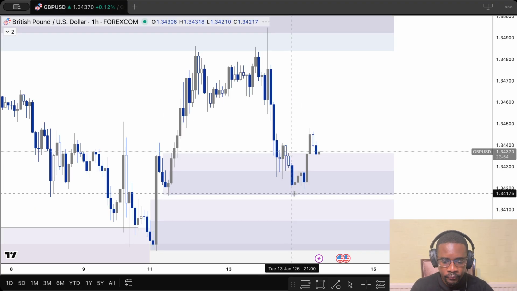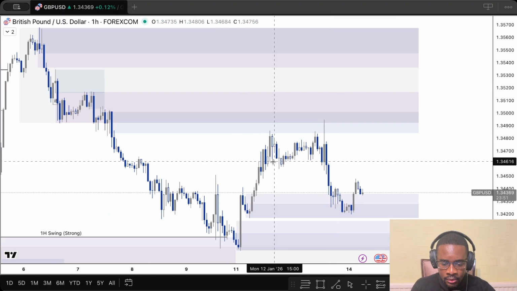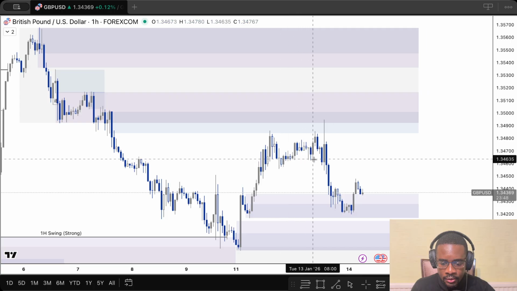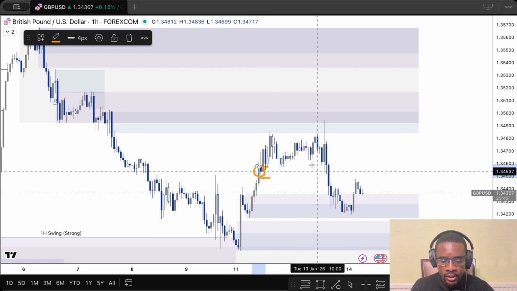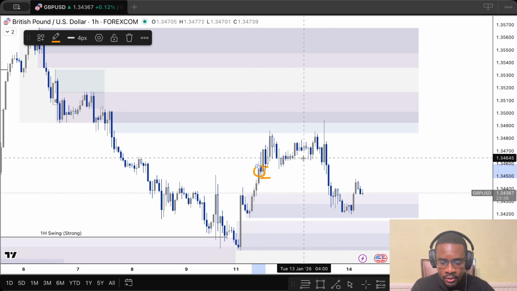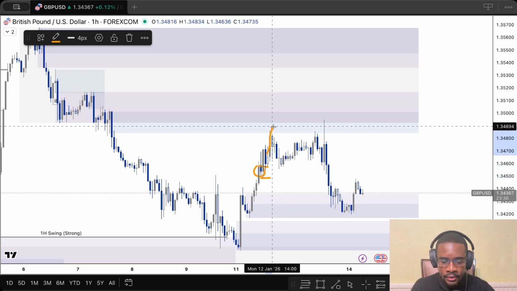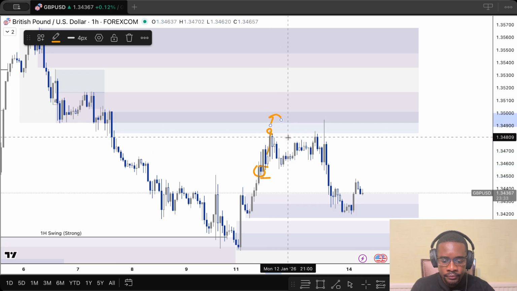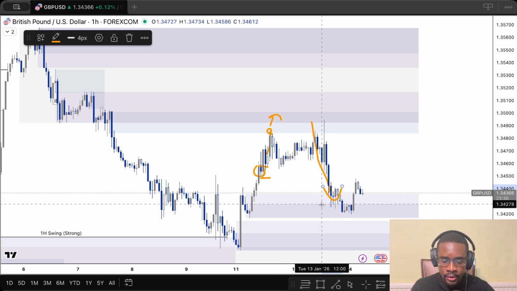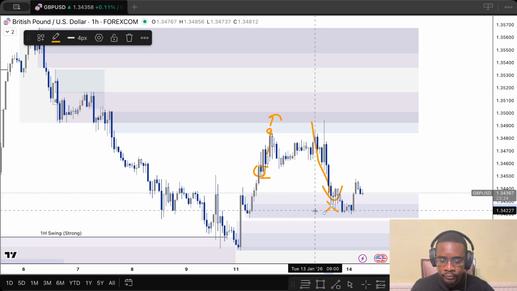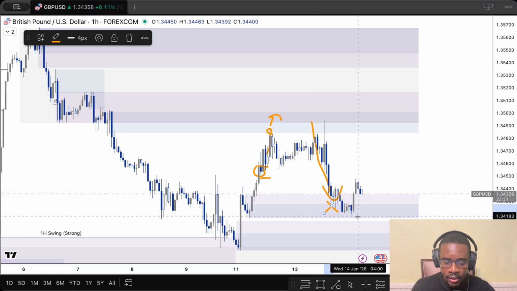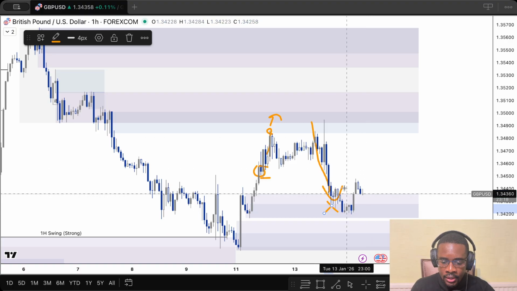So on the 1 hour, it was clearer. I think price was around here yesterday when we were doing the analysis, and the expectation was that if price mitigates the 4 hour, then we can expect price to pull back and possibly eliminate this supply. However, as it stands, that supply is still holding. We've had this mitigation and that supply is still holding.